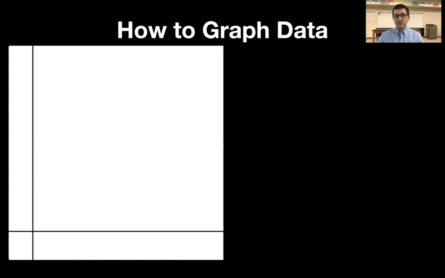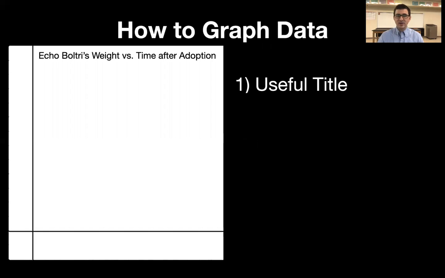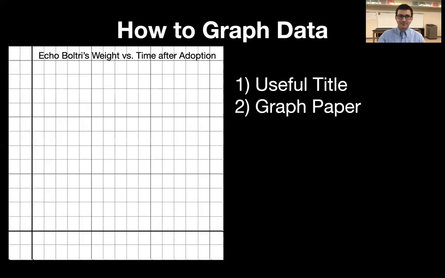So first, in terms of graphing the data, you want to include a descriptive, useful title. Some people might say weight versus time is enough of a title, but I want a little bit more information in there. So this is Echo's weight versus time after her adoption. Being a little bit more descriptive really makes it helpful for somebody looking at the graph to know more about what's going on.